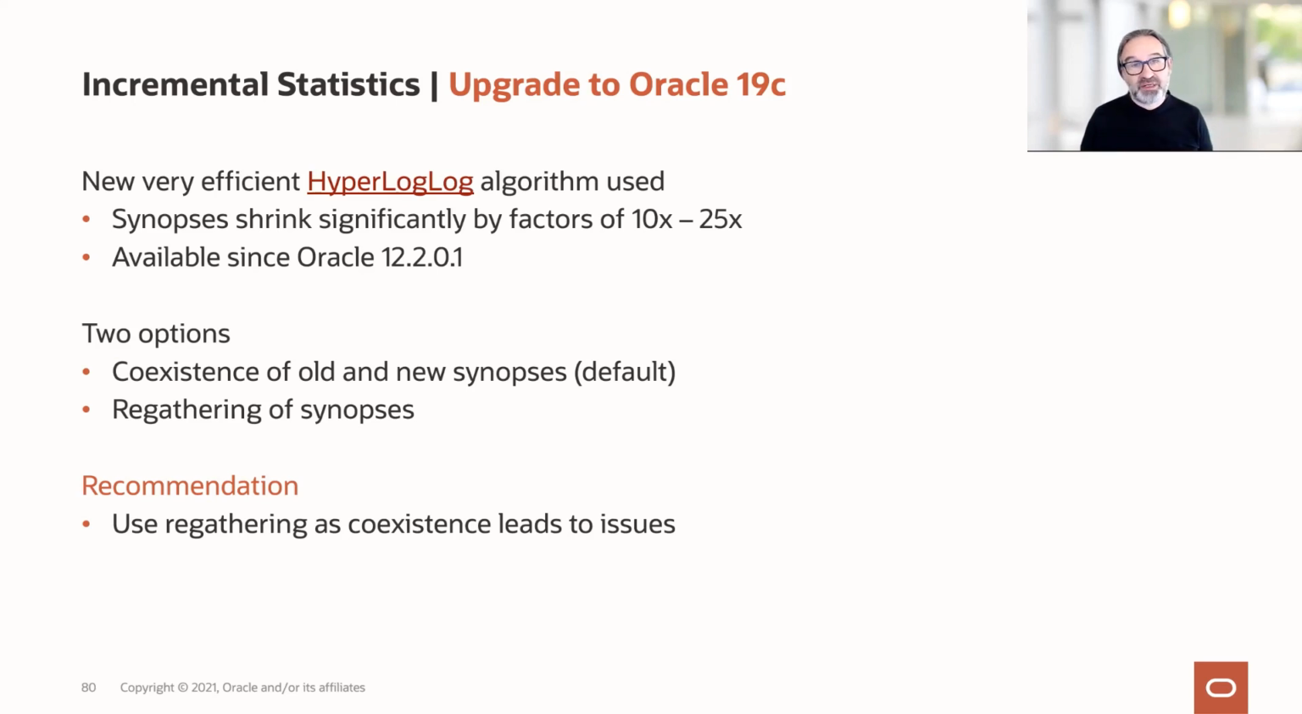behaviors. The first behavior, and this is the default, is the coexistence of old and new synopsis. That means, let's say you have 10 partitions, you upgrade now, and after the upgrade, you add an 11th partition, then the 10 existing ones will keep the old synopsis format, while the 11th one after the upgrade gets a synopsis created with the hyperloglog algorithm. This sounds nice at first, but we are not convinced that this is the best idea. The other option is regathering the synopsis. And this is what we think is much, much better. And I'll tell you why.